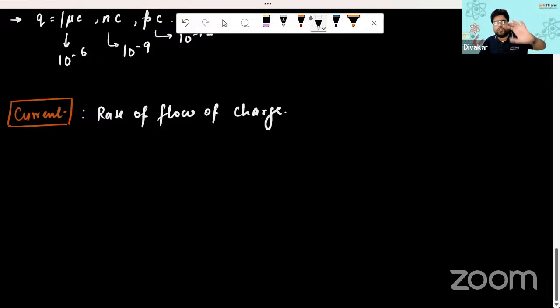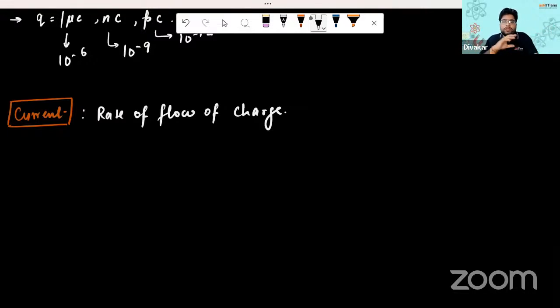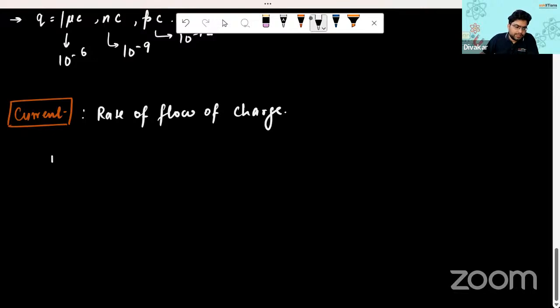It's not just flow of charge, it's rate of flow of charge. Now you will say, what's the difference? So understand, if I say rate of change of displacement, what you do? You divide displacement by time. If I ask you what is rate of change of velocity, what you do? You divide velocity by time. Then if I ask you what is rate of change of momentum, you divide momentum by time. So rate of change of anything means you divide that quantity by time. So if I say rate of flow of charge, that means current is charge divided by time.